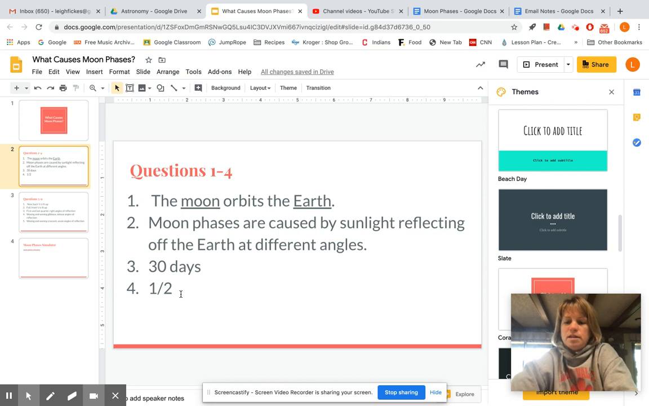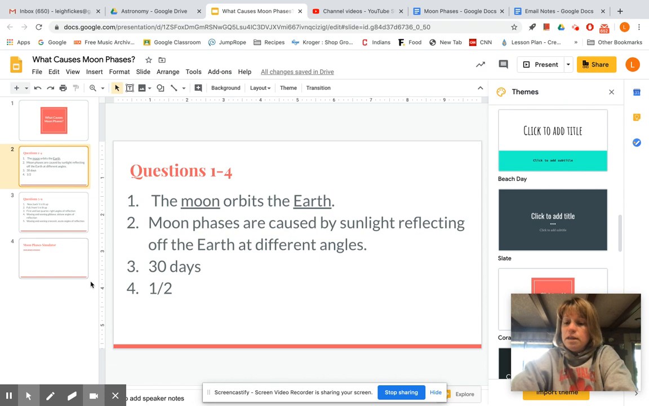Now, here's the thing that's weird. Half the moon is always lit. Now, when I say always lit, I'm not talking about eclipses. That's something that's going to be part of our lesson for tomorrow. But during normal moon phases, half is always lit. But only twice in a month does it look like a half moon, and then we call it a quarter. And so it's all about these angles of reflection.